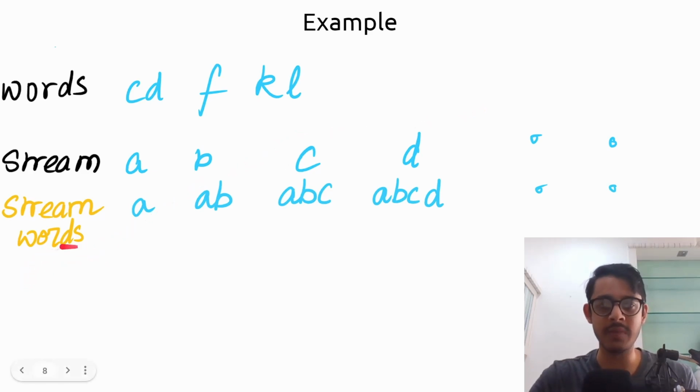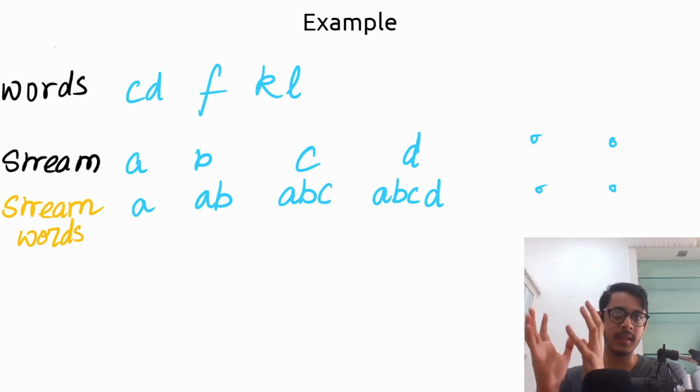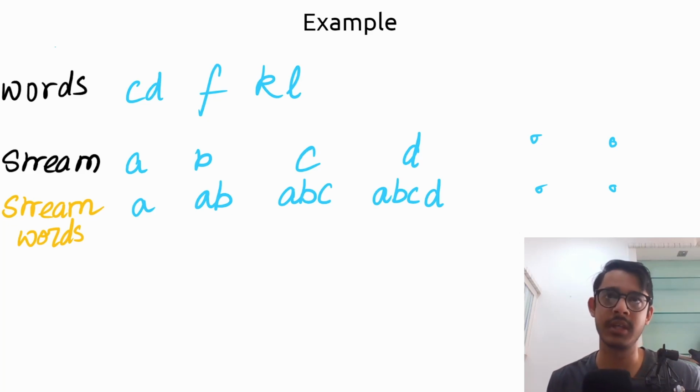And we'll see that the stream words are going to be A, then AB, then ABC, then ABCD. What I'm trying to do here is look at a character, say D, and look at the previous stream word and append this character to it. As simple as that. So this is a stream of characters that is coming, and every time I look at a character, I'm going to add it to the end of the stream word, and keep on doing that until the stream of characters ends.